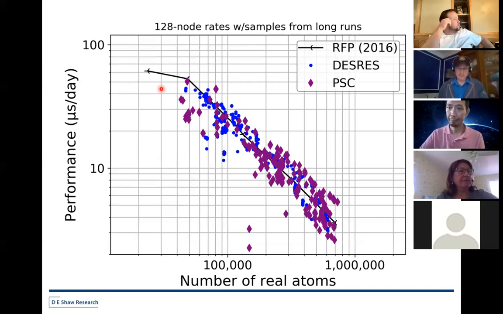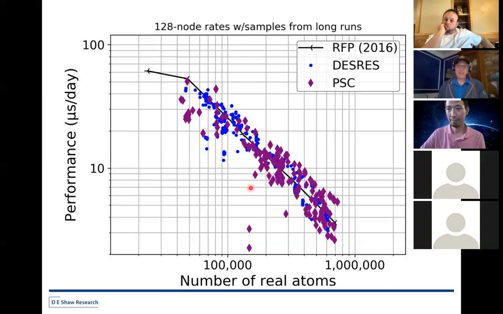And of course, there are a couple there that really stink at around 150K atoms. I think that one is one where the trajectory interval was set really small. So it's running at the speed of the disk instead of the speed of the machine. Usually people discover that and fix that. And that's about it. Next slide.